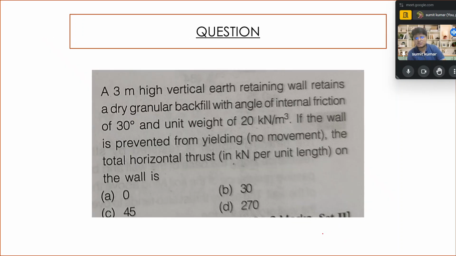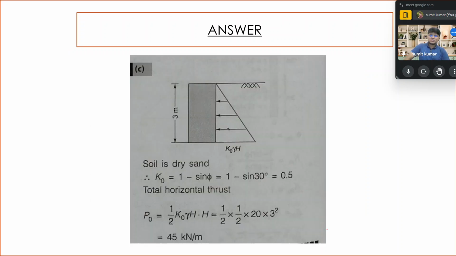Now we move to the next problem. Over here, the question is that a 3-meter high vertical earth retaining wall retains a dry granular backfill with the angle of internal friction of 30 degrees, means phi equal to 30 degrees, k equal to 1 by 3, unit weight 20 kN per meter cube. The wall is prevented from yielding, no movement. Find the total horizontal thrust in kilonewton per meter. So okay, 1 by 2 into k gamma H square, you find the answer.